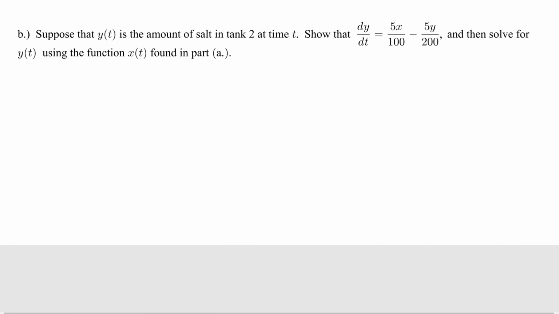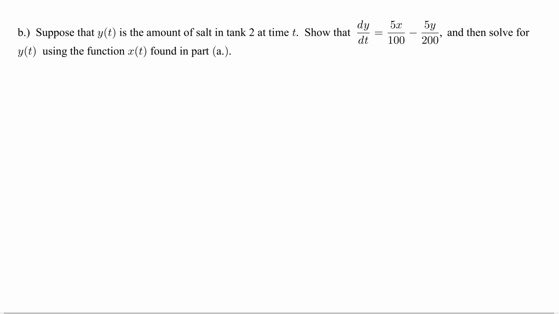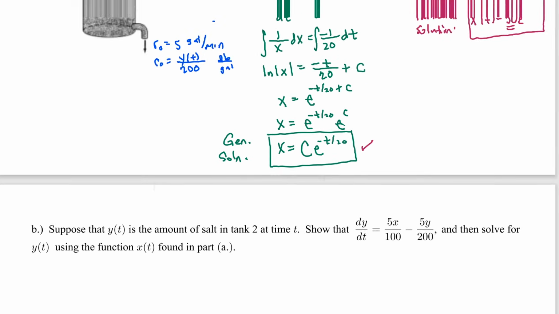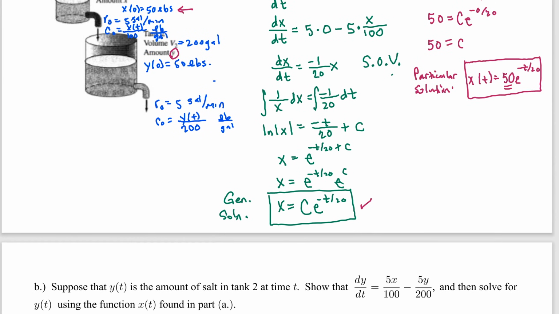Part B, suppose that y of t is the amount of salt in tank 2 at time t. Show that dy over dt equals 5x over 100 minus 5y over 200 is the model, and then we'll solve for y of t. So looking back up here at our tank 2, we want to apply the rate in, rate out model to tank 2. So the rate of change of y with respect to time is rate in, concentration in, minus rate out, concentration out.